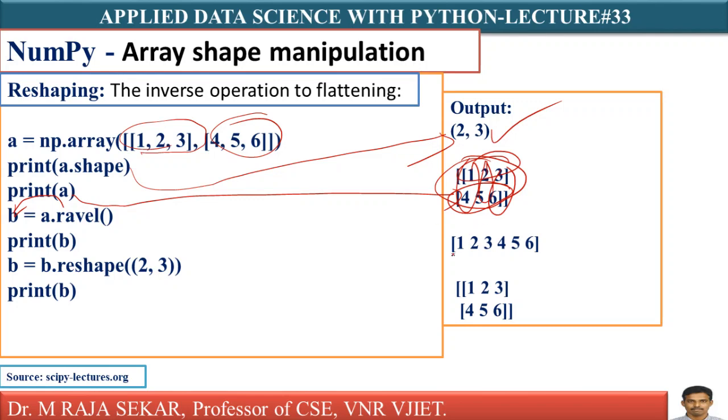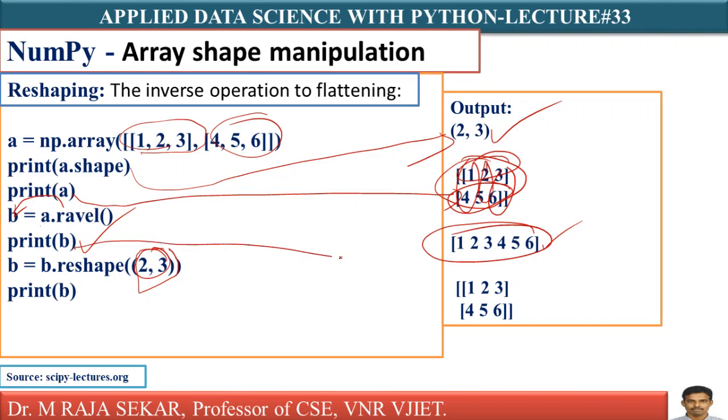Therefore, next let me print B. That's what you get, 1, 2, 3, 4, 5, 6. It's printing 1, 2, 4, 5, 3, 6, isn't it? Now I can reshape this one. (2, 3) means 2 rows, 3 columns. How many elements do I need? I need 6 elements. Do I have 6 elements in B? Yes, I have 6 elements in B.